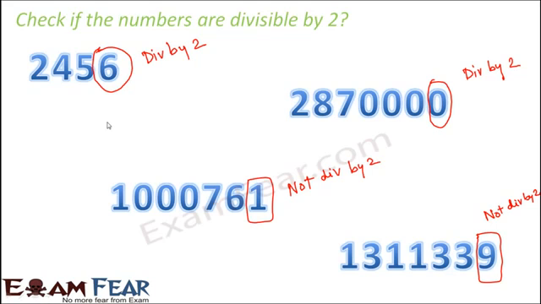Now, if you want to cross check that, okay, fine, I do understand the rule and I also see that it works. But if you want a real verification by doing a real division, we can do even that. Let us actually divide 2456 by 2 and see if it is getting divided by 2 or not. So you see it gets completely divisible by 2. In a similar way, if you perform actual division, you will see that the first two numbers are divisible by 2 and the last two numbers are not divisible by 2.